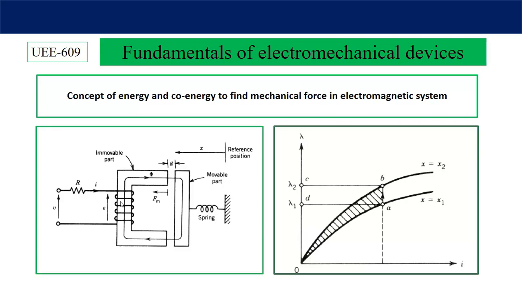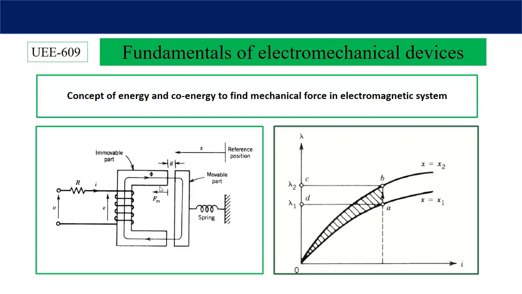Now when the flux linked with the coil increases, or you can say the electrical input energy is increased, then the stored magnetic field energy will increase. At the same time, the electromagnetic strength will increase and the movement will occur. From the initial position x is equal to x1 to x is equal to x2, we will assume that movement has occurred.